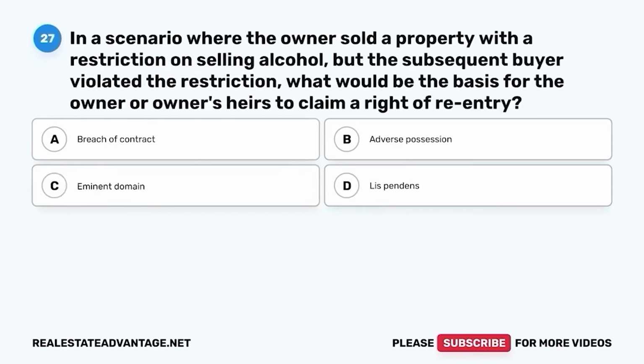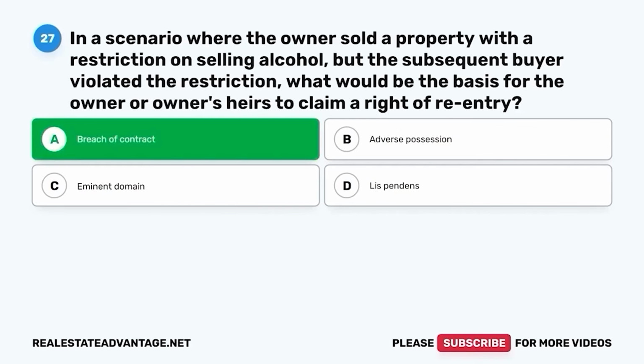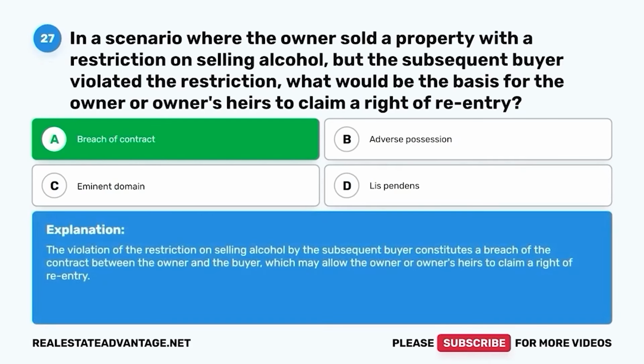Question 27. In a scenario where the owner sold a property with a restriction on selling alcohol, but the subsequent buyer violated the restriction, what would be the basis for the owner or owner's heirs to claim a right of re-entry? A. Breach of contract. B. Adverse possession. C. Eminent domain. D. Lis pendens. The correct answer is A. Breach of contract. The violation of the restriction on selling alcohol by the subsequent buyer constitutes a breach of the contract between the owner and the buyer, which may allow the owner or owner's heirs to claim a right of re-entry.